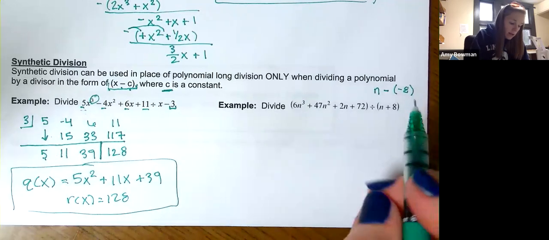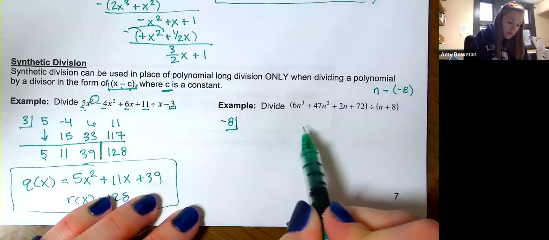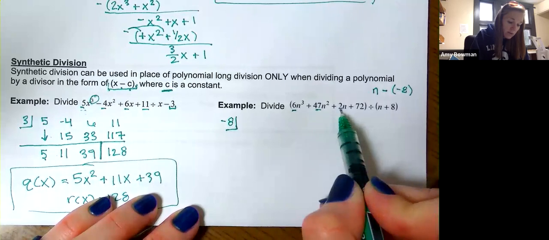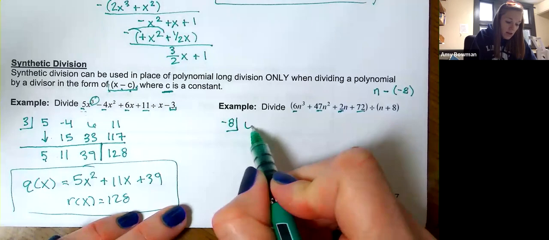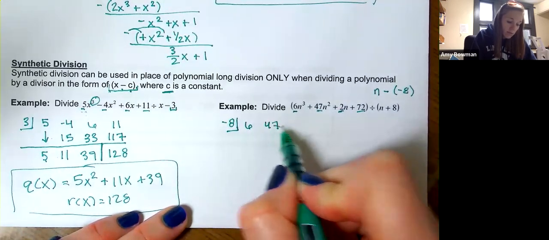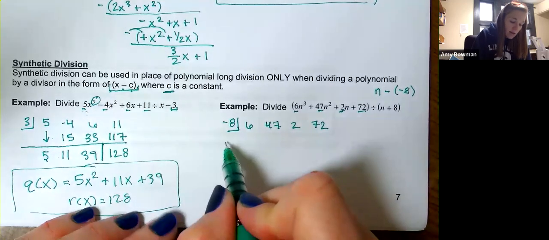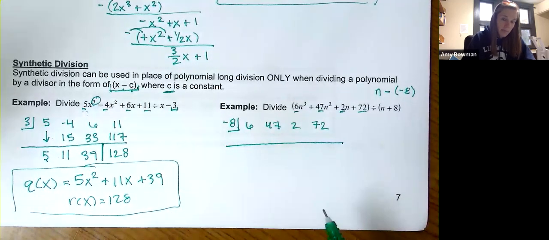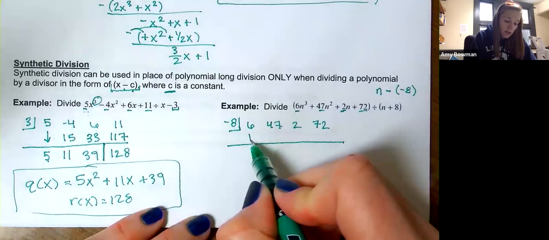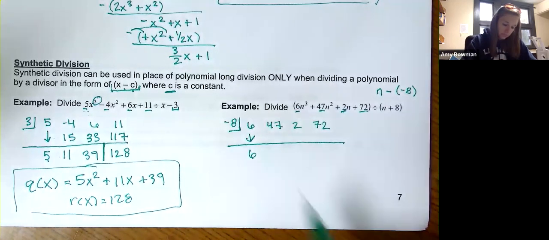So we set up the same way we did over here. Take your c value, put it in a little box in the top left corner, and then next to it, we're going to list out the coefficients of all of our variables in descending order, making sure we account for any missing ones. So 6n cubed, n squared is 47, n to the first is 2, and then 72. We list the coefficients, then draw a line, leaving a space because we're going to put some numbers in between. The first term is always just the same as your first coefficient. So we automatically bring the 6 down, and then we start that process of multiplying, add, multiplying, add.